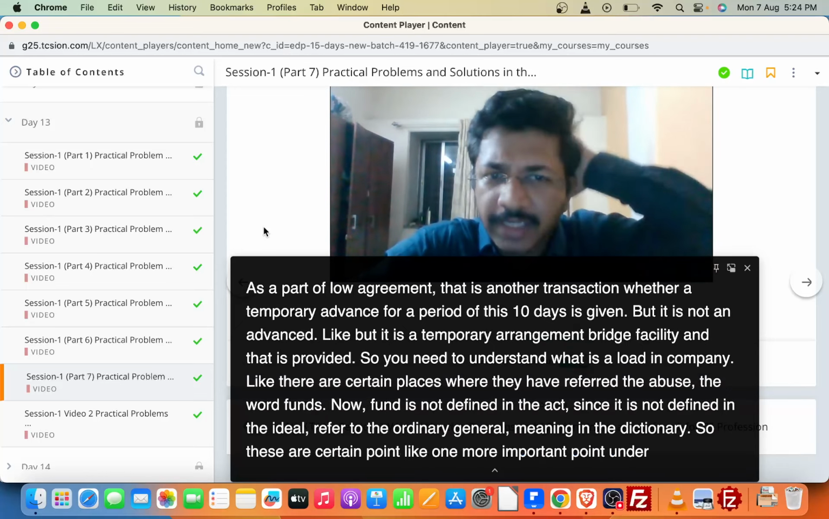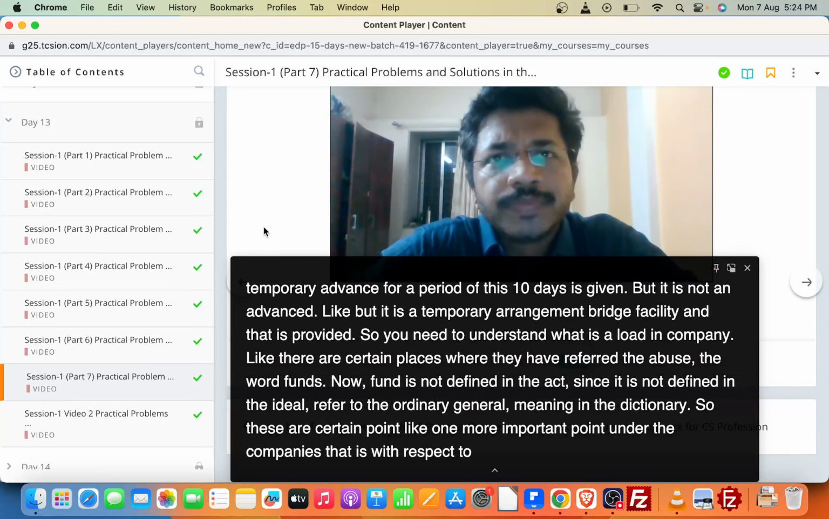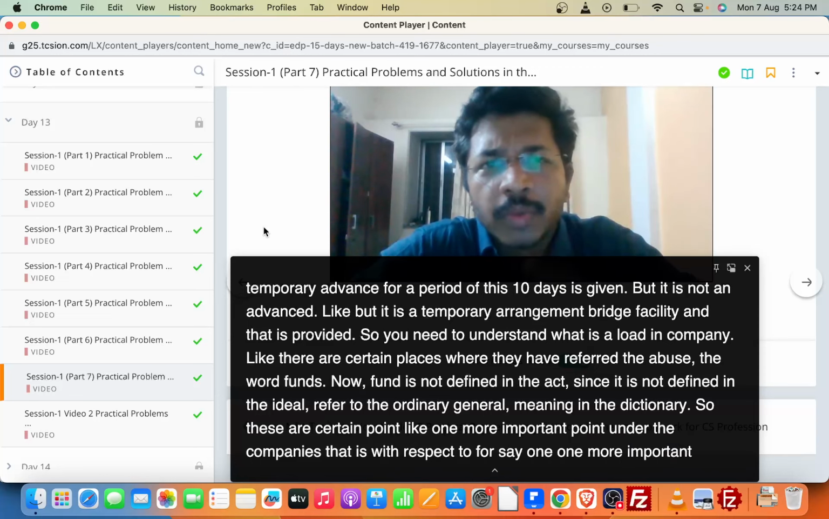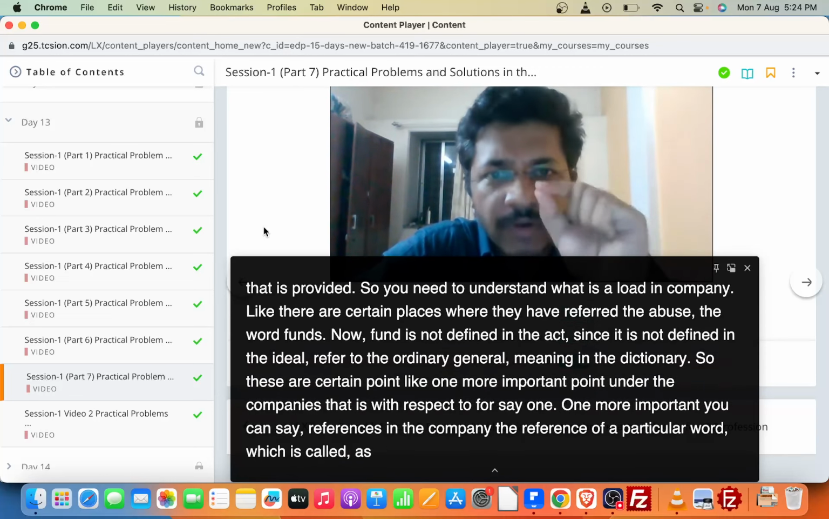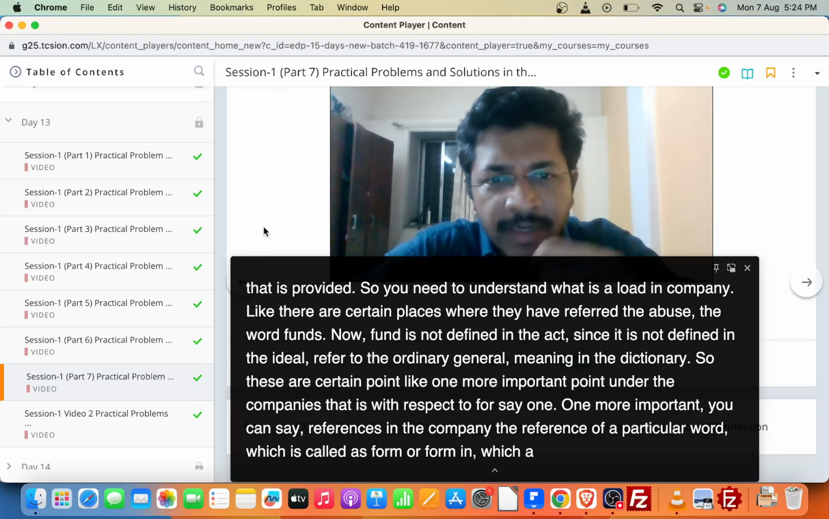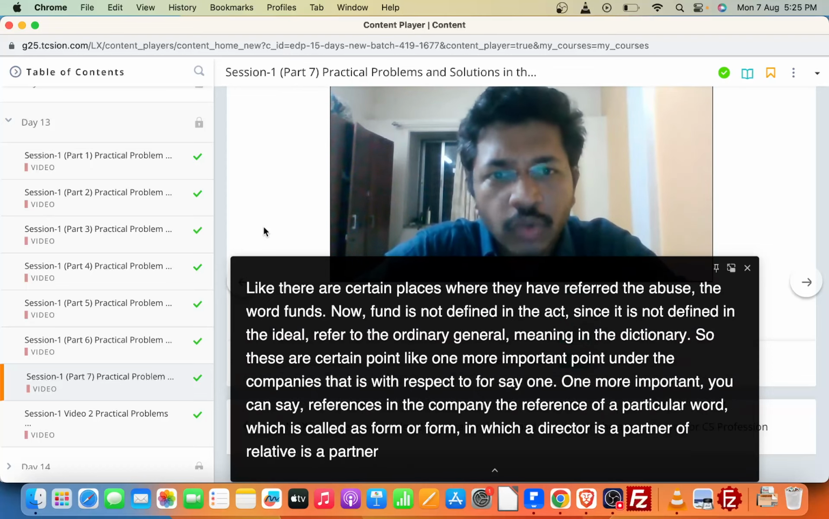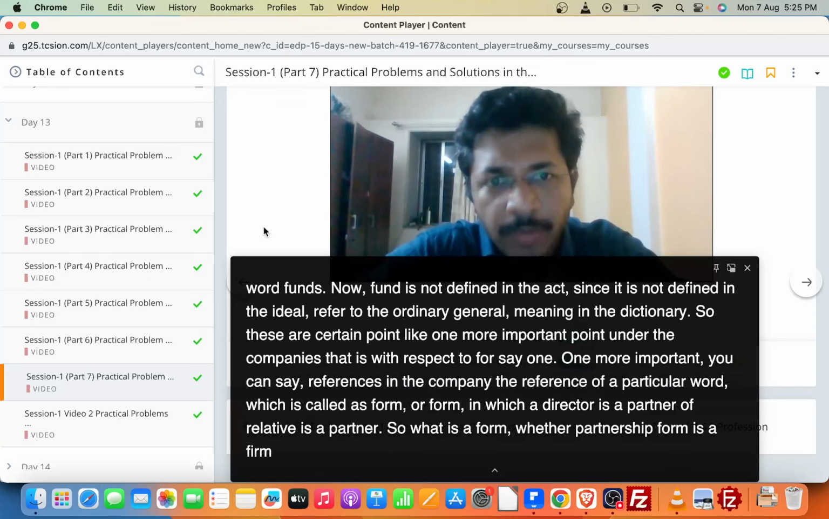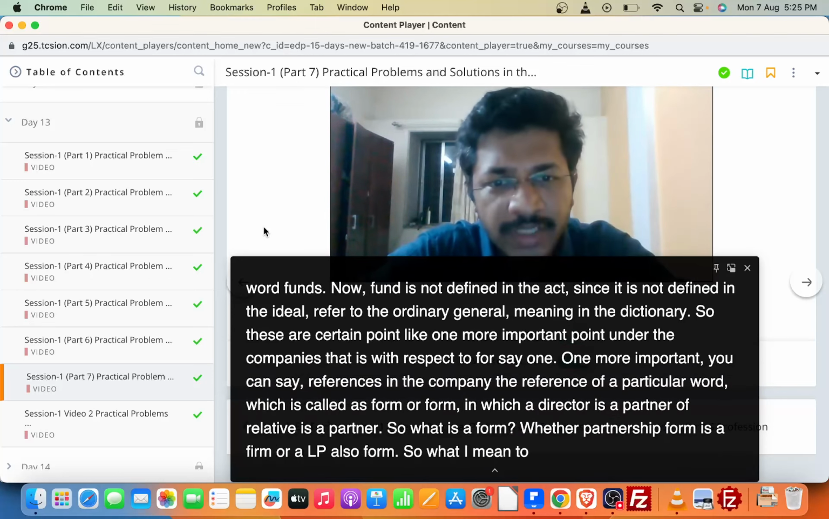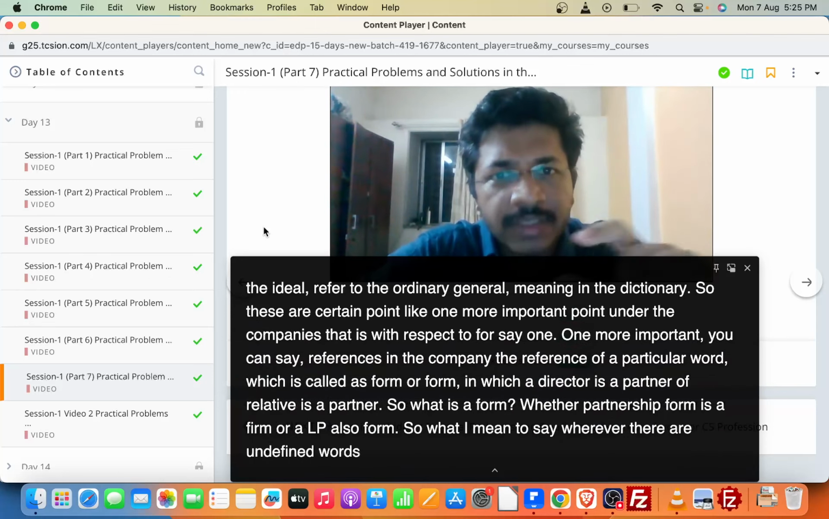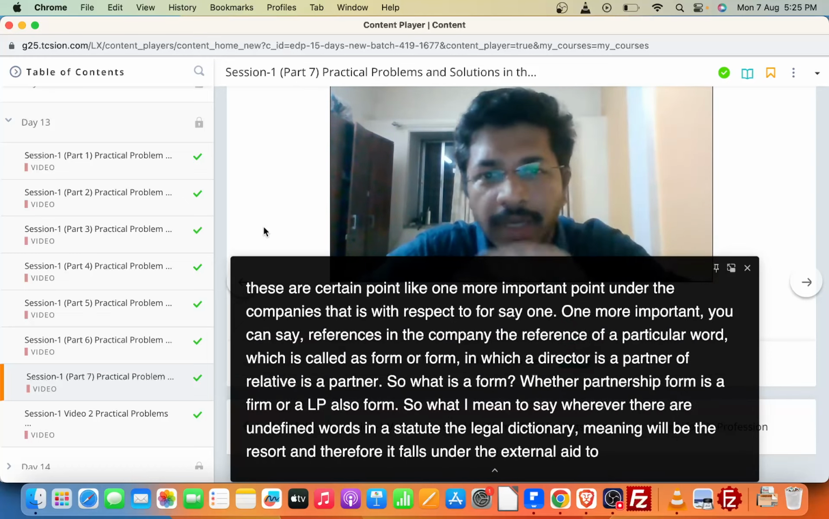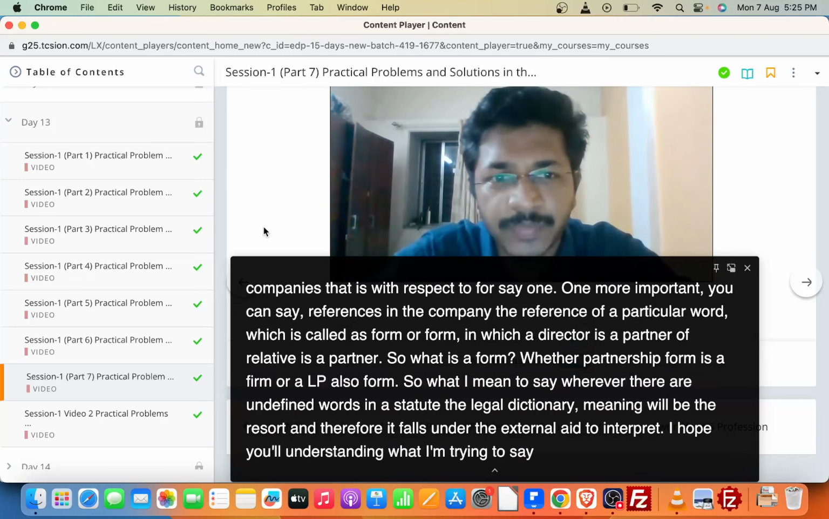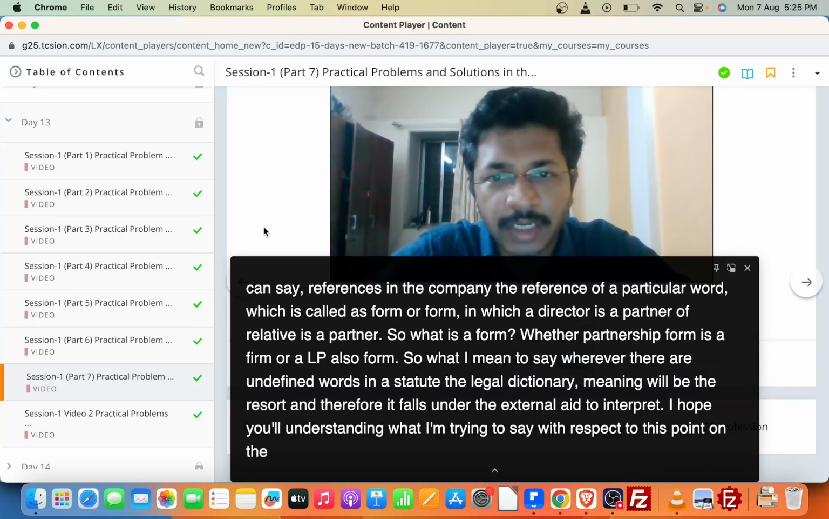One more important point under the Companies Act is with respect to references. There is a reference to a particular word called firm: firm in which a director is a partner, firm in which a director's relative is a partner. So what is a firm? Whether a partnership firm is a firm, or an LLP is also a firm. What I mean to say is, wherever there are undefined words in a statute, the legal dictionary meaning will be the resort, and therefore it falls under the external aids to interpretation. I hope you are understanding what I'm trying to say with respect to this point on the interpretation aspect.